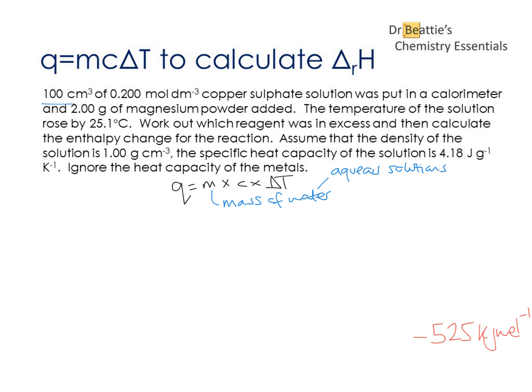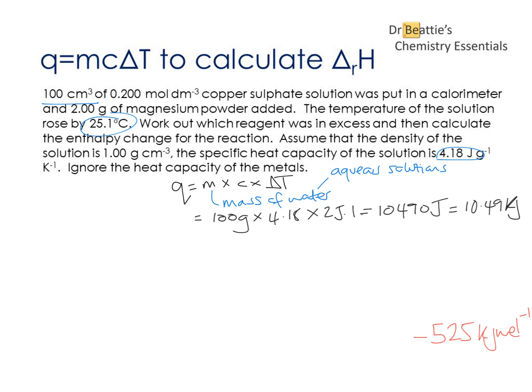So our mass of water is going to be 100 centimetres cubed or 100 grams. And then we're going to just times that by the specific heat capacity and the temperature rise of 25.1 degrees Celsius. This then gives us an answer in joules. And obviously delta H is in kilojoules, so we're just going to sort that out right now.